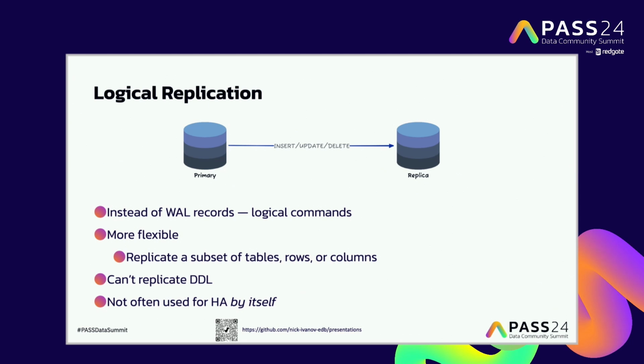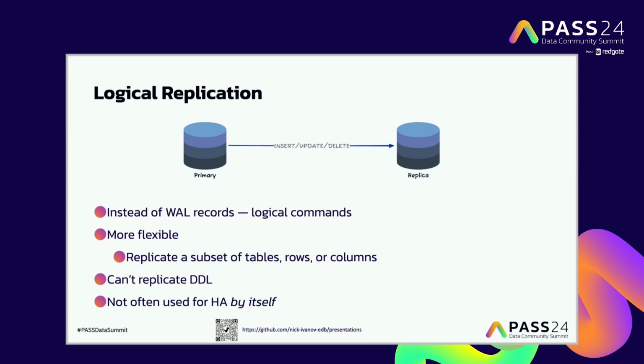With logical replication, there is a thing called a decoder that translates this WAL record into something of a higher level. It's not exactly the insert, update, delete statement, but it is a message that corresponds to the insert, update, and delete on the replica. So instead of blindly making a binary copy of the primary data, the replica interprets what it receives from the primary and applies that change locally.